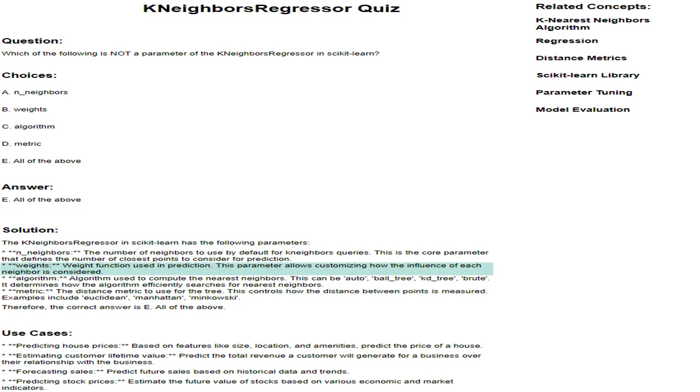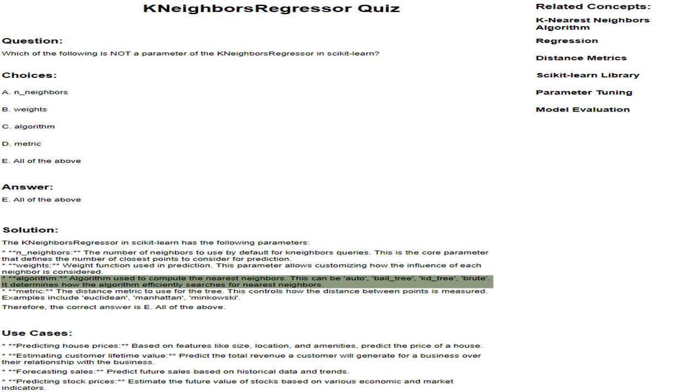Weights, weight function used in prediction. This parameter allows customizing how the influence of each neighbor is considered. False. The parameter weights defines how the influence of each neighbor is taken into account during prediction. It is an essential part of the k-neighbors regressor, making it an incorrect choice.